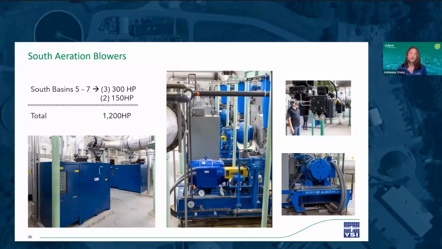These are the blowers for the South aeration basins. There are 3 older centrifugal blowers that are 300 horsepower and 2 newer 150 horsepower turbo blowers that are all manifolded together to supply air to South basins 5, 6, and 7. The airflow is controlled via a butterfly valve, same as the north side. Not all blowers are on at once. Typically 2 blowers are on for the south, sometimes only 1.